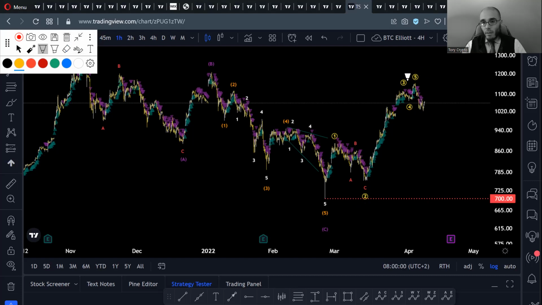And if we look at the correction from, as I have labeled it right now, with a wave 5 top here.